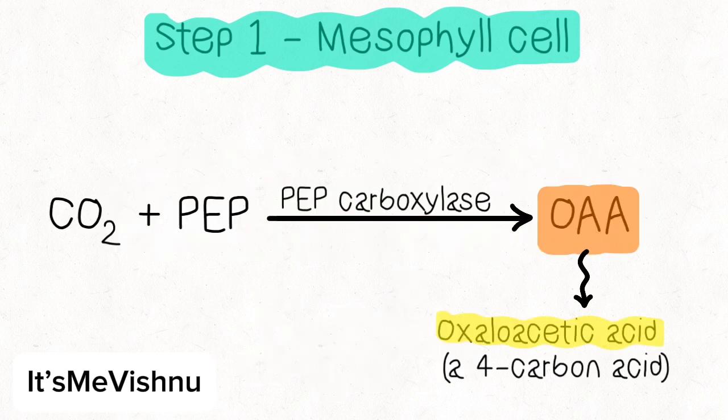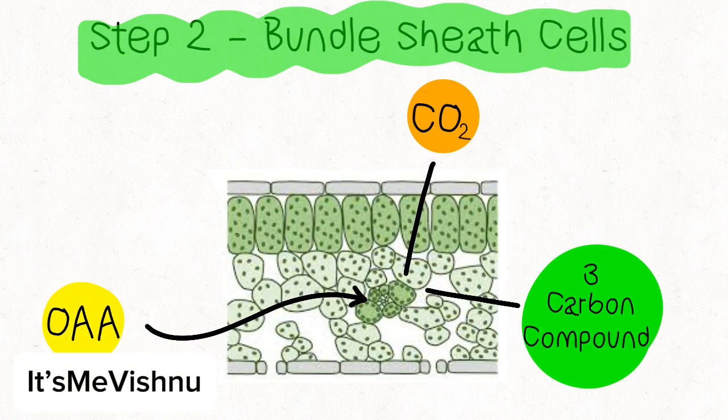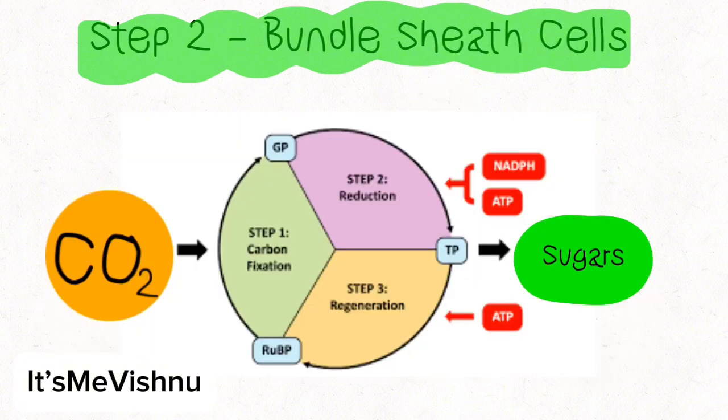With the help of the enzyme PEP carboxylase, carbon dioxide turns PEP to form a 4-carbon acid called oxaloacetic acid or OAA. This 4-carbon acid travels into the bundle sheath cells where it breaks down to release carbon dioxide and a 3-carbon compound. The released carbon dioxide now enters the Calvin cycle just like in C3 plants to produce sugars.